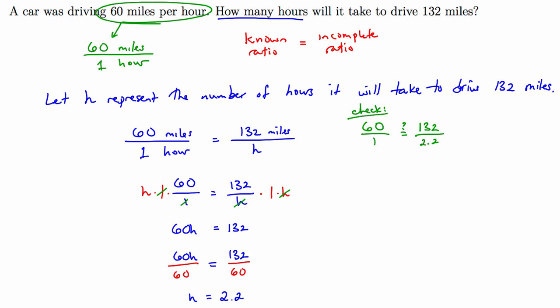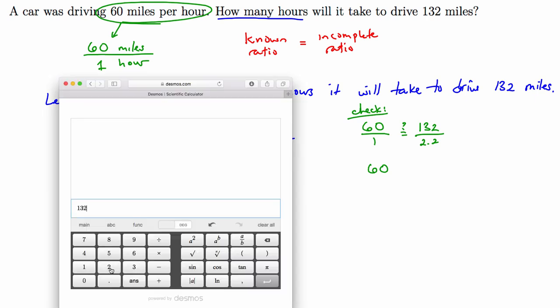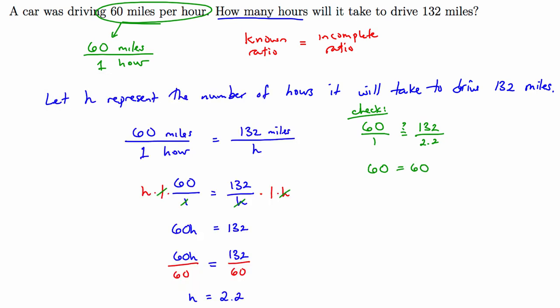Well, I know 60 divided by 1 is 60. And again, if I bring up my calculator, I can check, is 132 divided by 2.2 also equal to 60? Well, typing that in, 132 divided by 2.2, the calculator does show us that is equal to 60. Therefore, I know driving 60 miles every 1 hour is equivalent to driving 132 miles every 2.2 hours. The final step is to answer the question, how many hours will it take to drive 132 miles? It will take 2.2 hours to drive 132 miles.